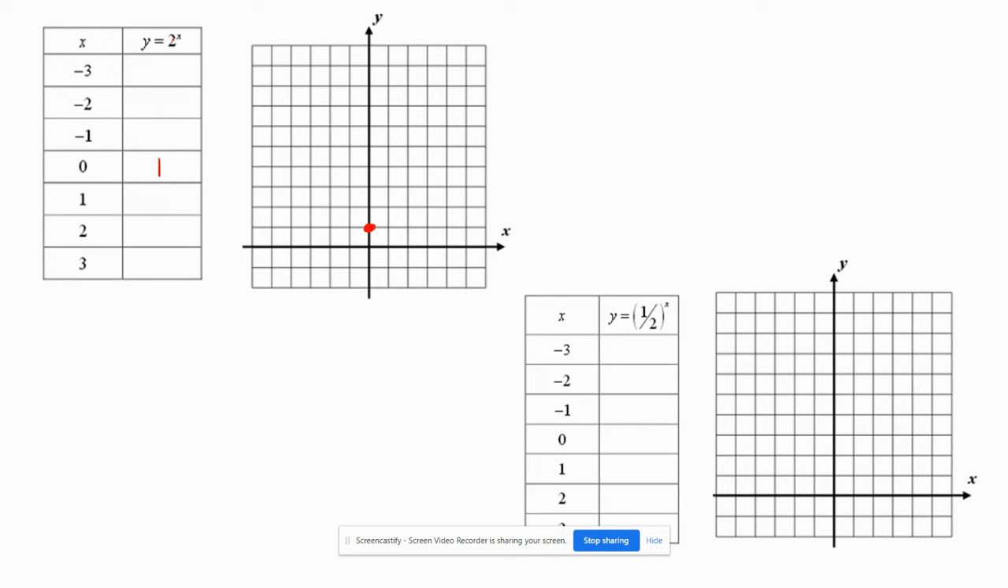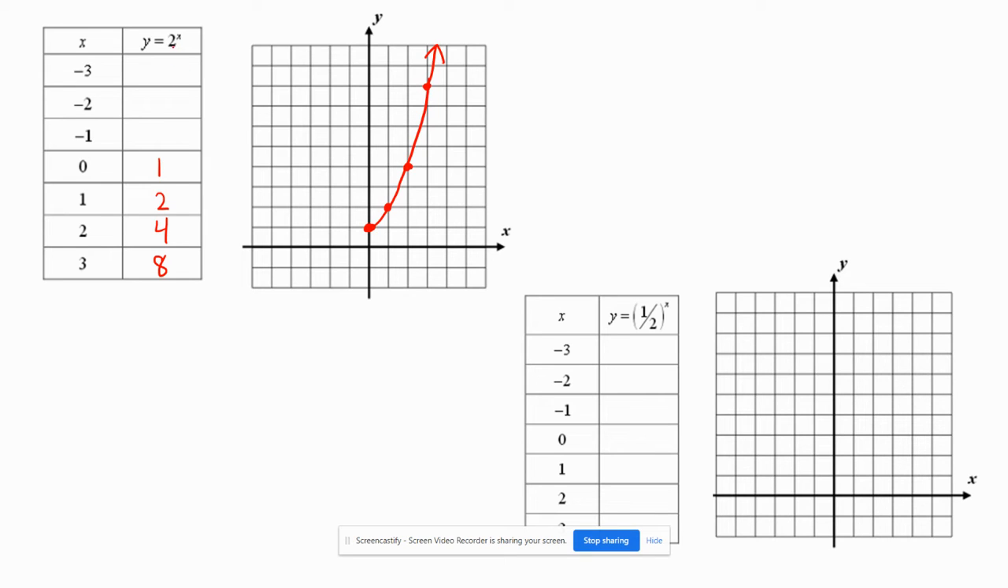When we plug in 1, 2 to the power of 1 is 2. 2 to the power of 2 is 4, and 2 cubed is 8. So we can plot those points like this: (1, 2), (2, 4), and (3, 8). Okay, so we start to get this growth here, this kind of curving pattern.